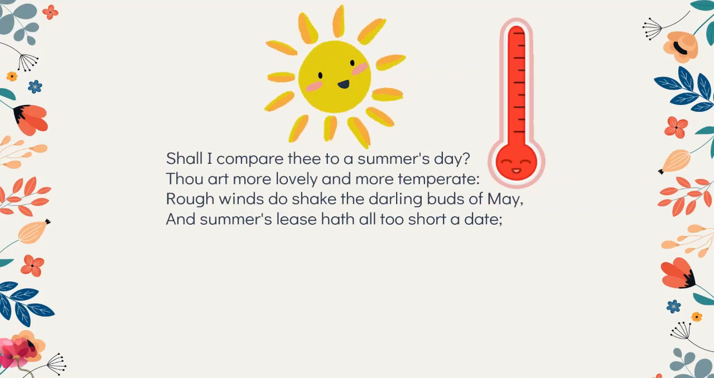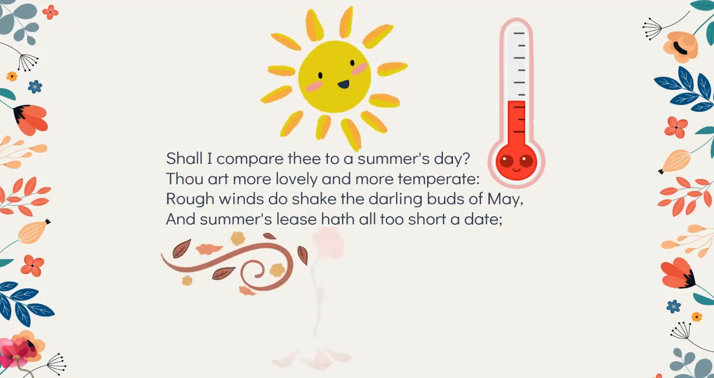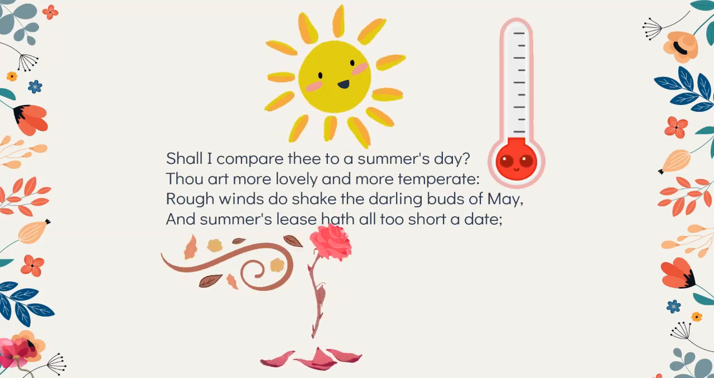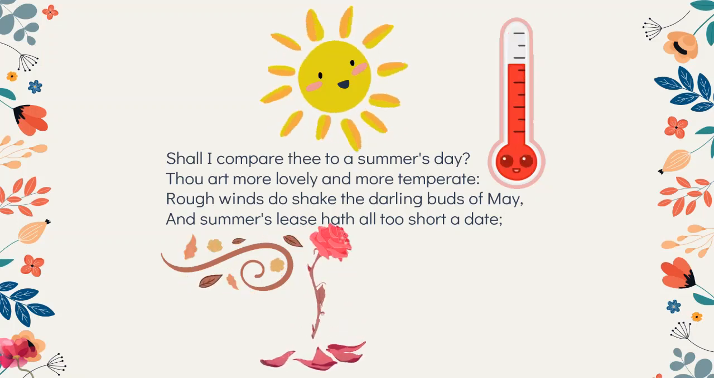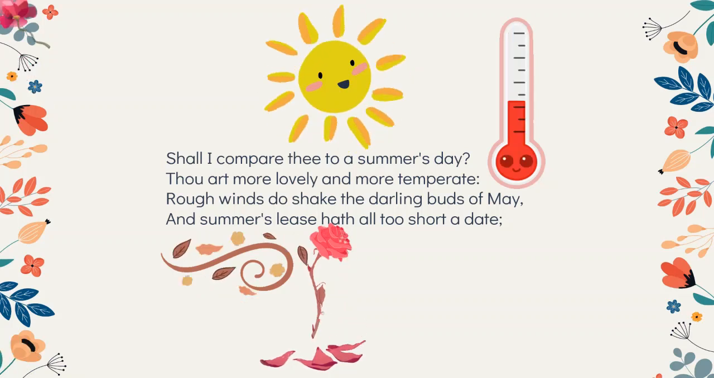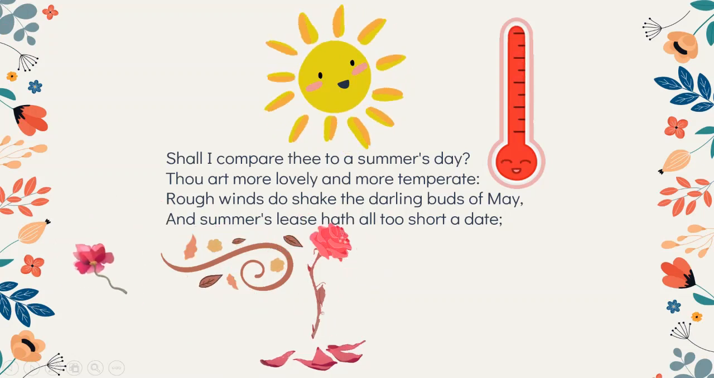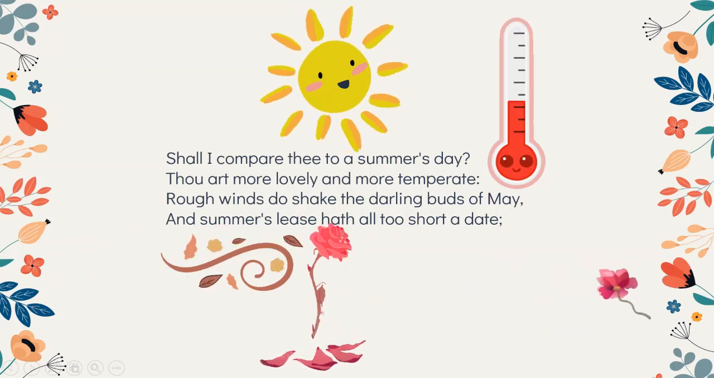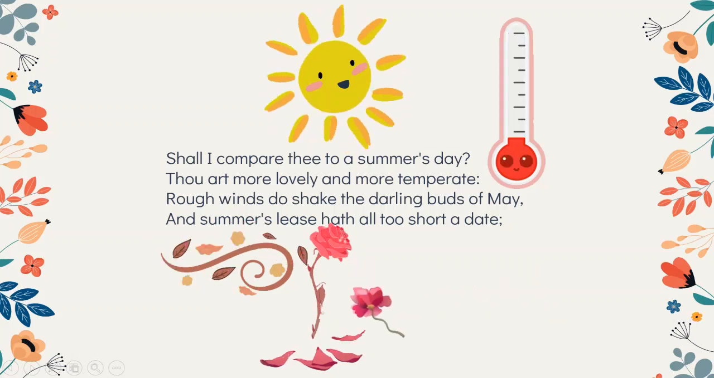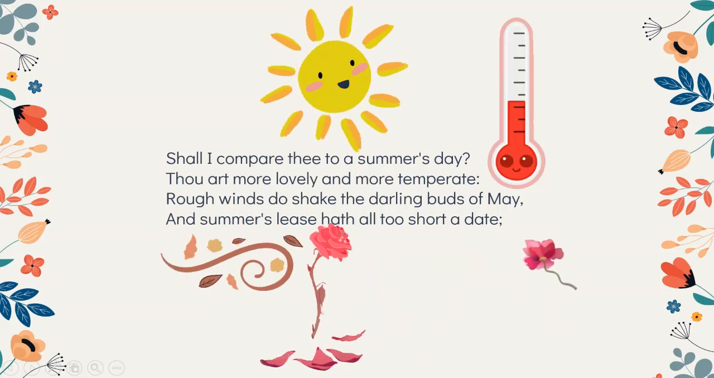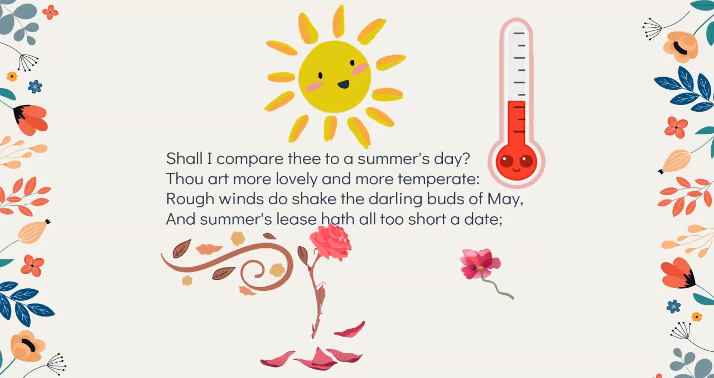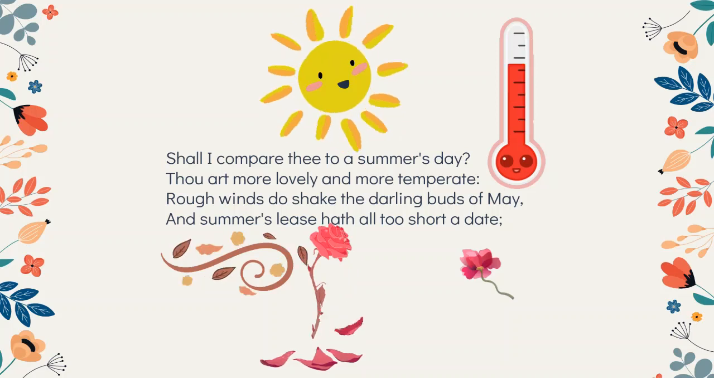Rough winds do shake the darling buds of May. You have, of course, heard expressions such as the lily of the day or the flower in May. So the point is that the life of a flower in a summer day is short because autumn would come. Rough winds do shake the darling buds of May, and summer's lease means contract, and summer's lease hath all too short a date. So one day, the contract of summer would end, and it would be replaced by autumn.